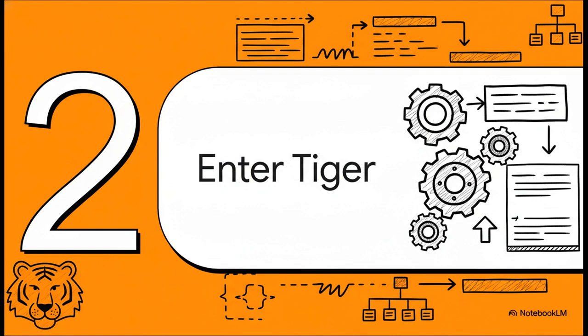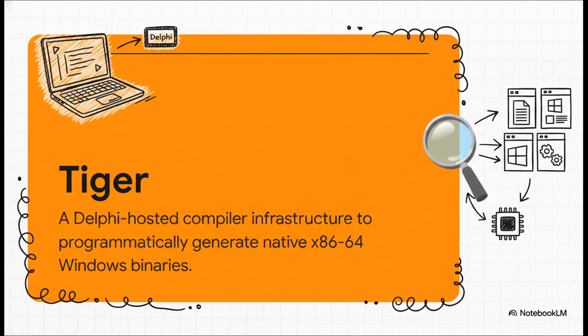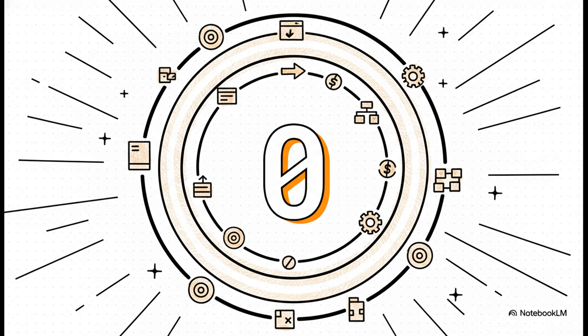Enter Tiger. So this is it. Tiger is what's known as a compiler infrastructure, and it lives entirely inside the Delphi programming environment. What it lets you do is build actual Windows applications programmatically. And what that means is you're writing code that writes other code. Instead of just feeding it a text file, you're actually constructing the program, piece by piece, using a special set of commands.